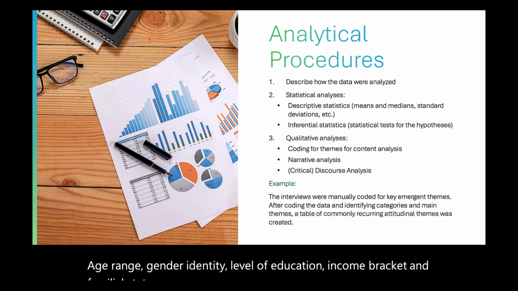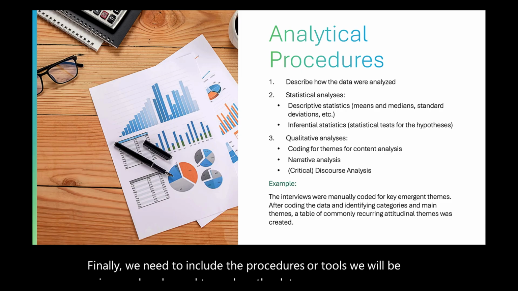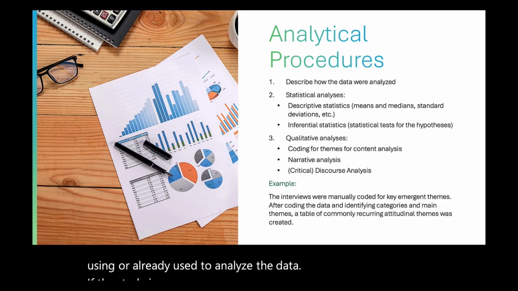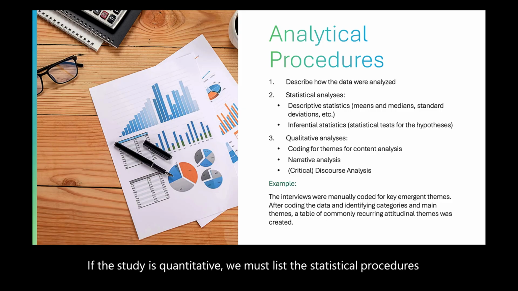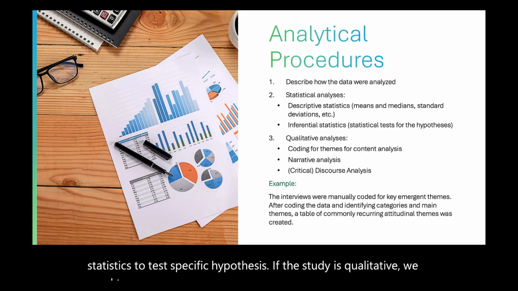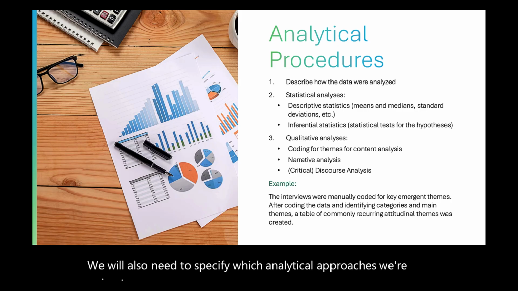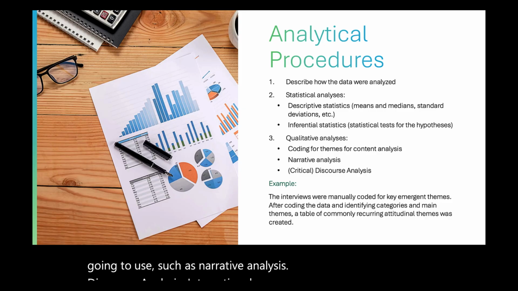Finally, we need to include the procedures or tools we will be using or already used to analyze the data. If the study is quantitative, we must list the statistical procedures we're using, whether we employ only descriptive statistics, such as means, medians, standard deviations, and so on, or use inferential statistics to test specific hypotheses. If the study is qualitative, we need to include any coding procedures used to organize and make sense of the data. We will also need to specify which analytical approaches we're going to use, such as narrative analysis, discourse analysis, interactional analysis, critical discourse analysis, and so on.